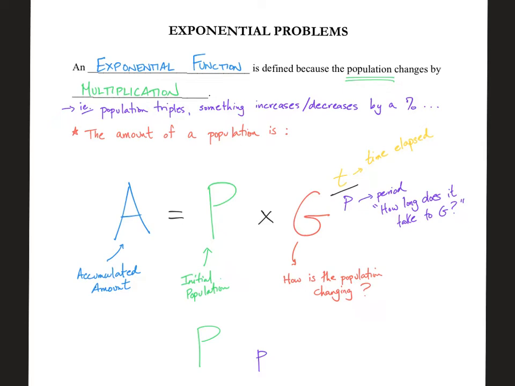So we put a little p in there. What the period is, if you could answer the question, how long does it take to G? Now, I know that sounds like a weird question, but once we know how the population is changing with G, then what the period represents is how long does it take to do that.